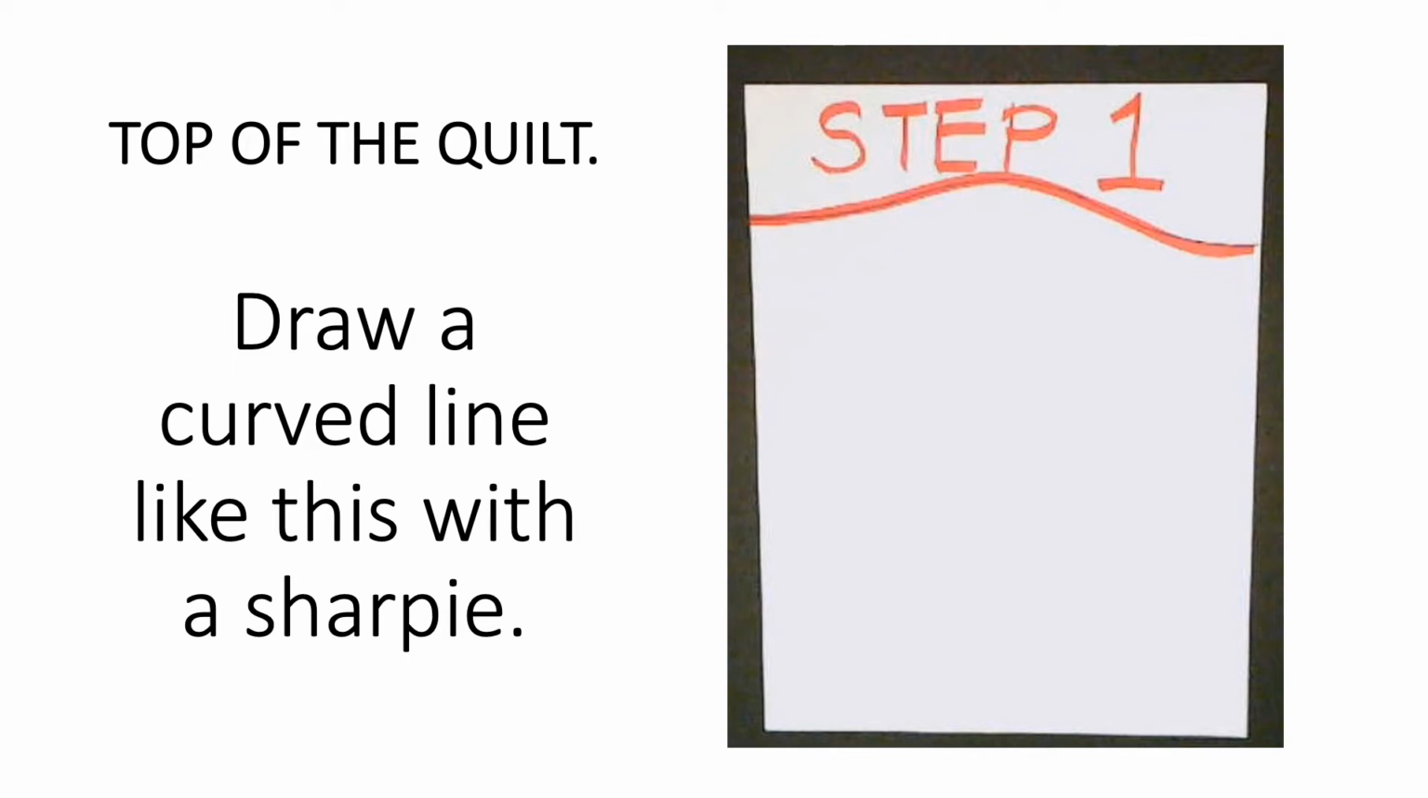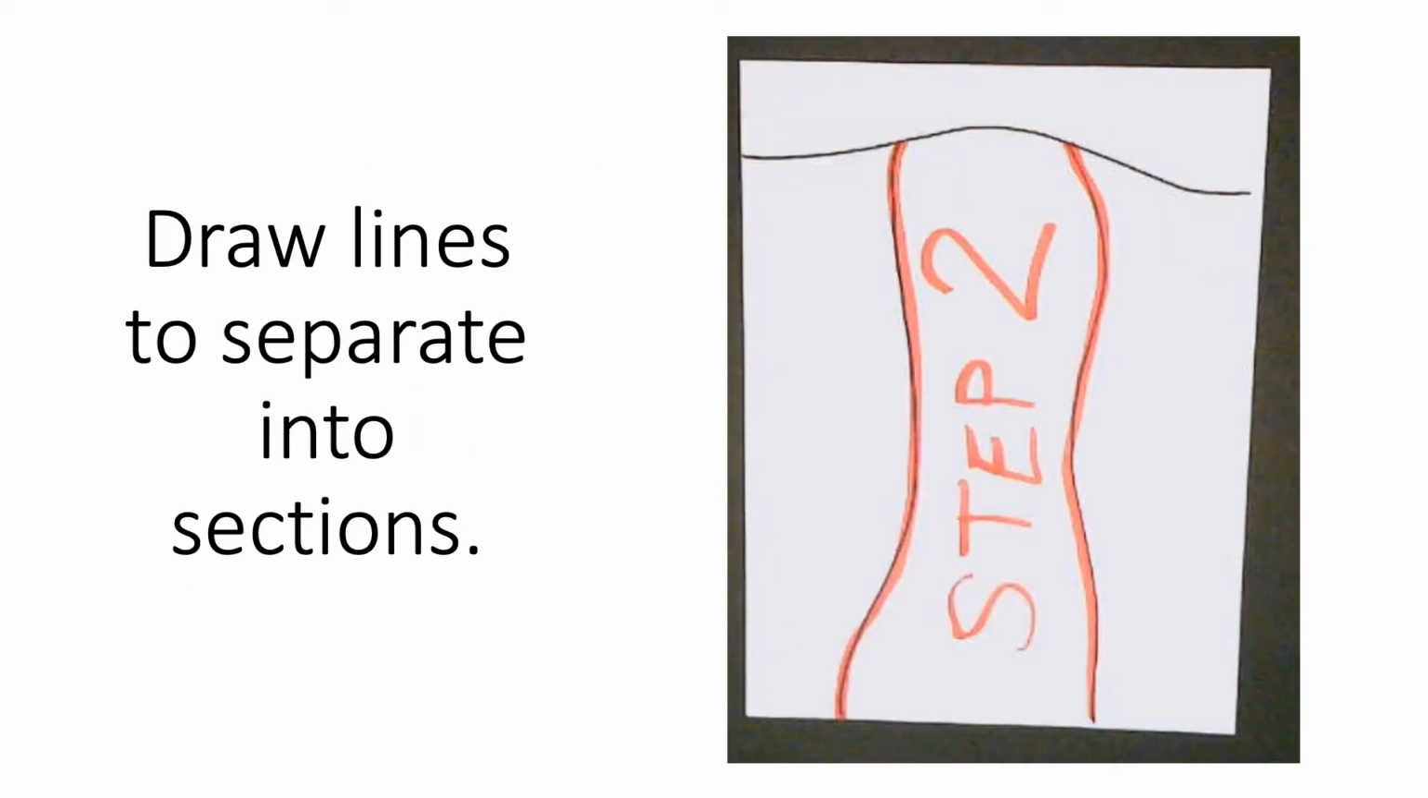Step 1. With your paper in the portrait position, standing tall, you're going to draw a curved line on the top of your paper, like this with your Sharpie. This is the top of the quilt. Next, you're going to draw 2 lines from that line that you just drew clear to the bottom of your paper. These can be any type of line, but you want to divide your paper into 3 columns, 1, 2, 3 at the bottom.